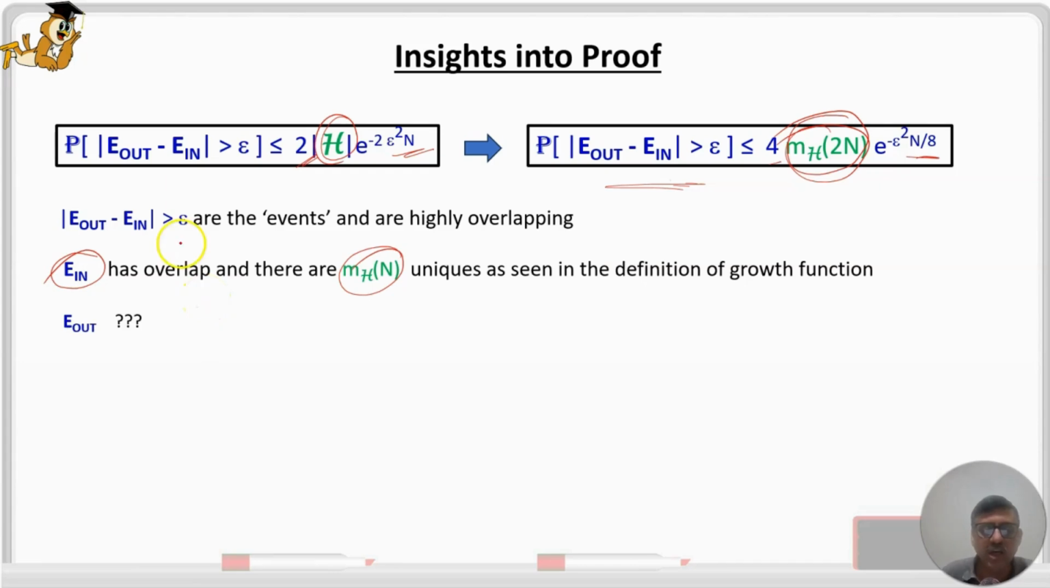But what about E out? We are talking about E out minus E in over here. E in we know has a high overlap, we saw that. But what about E out?